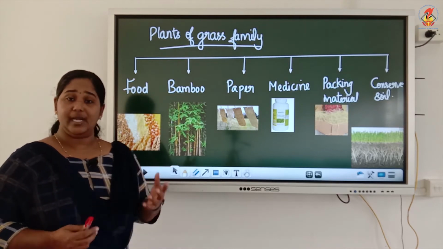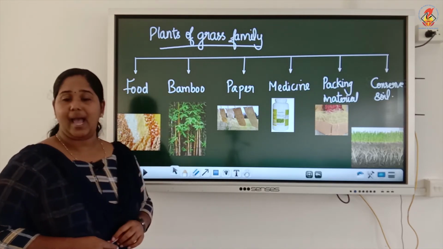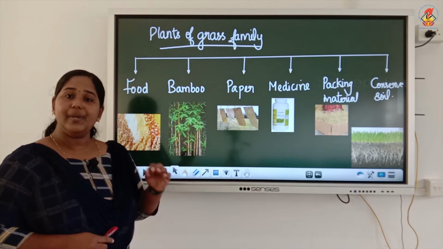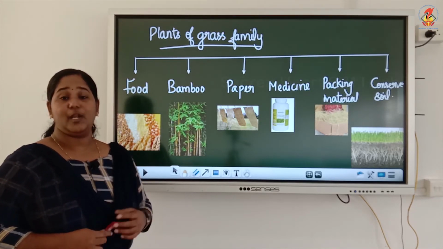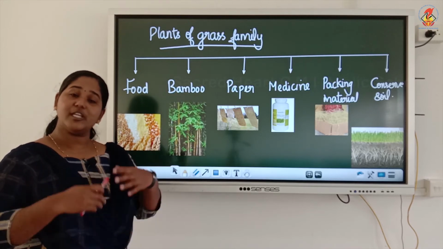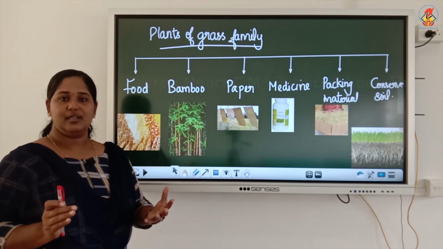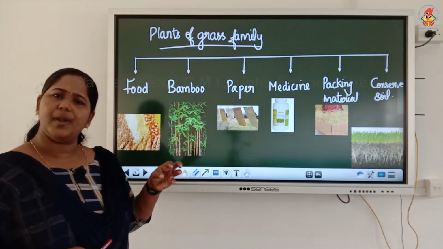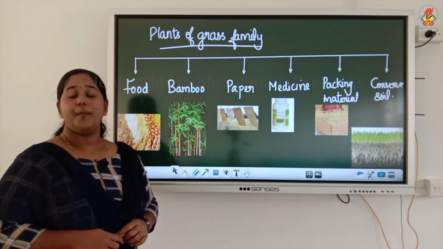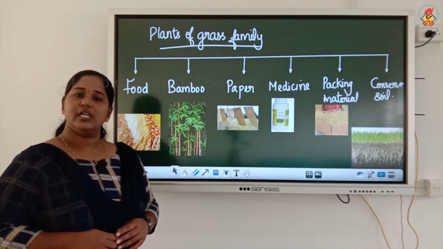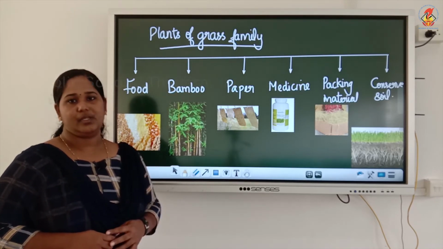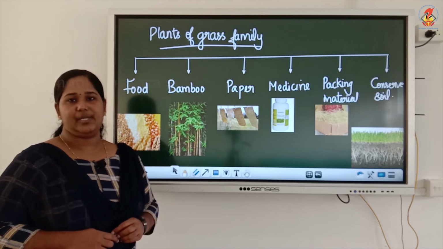Bamboo, you have heard about bamboo, the picture is shown here. Bamboo belongs to grass family. Can you believe it? Such a tall plant, how can it belong to such a small plant group? But it is true. Bamboo is called giant grass. It belongs to grass family.